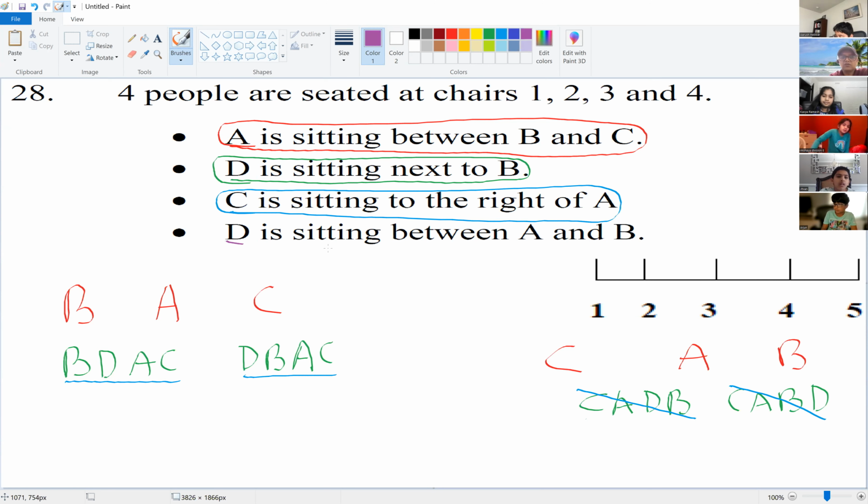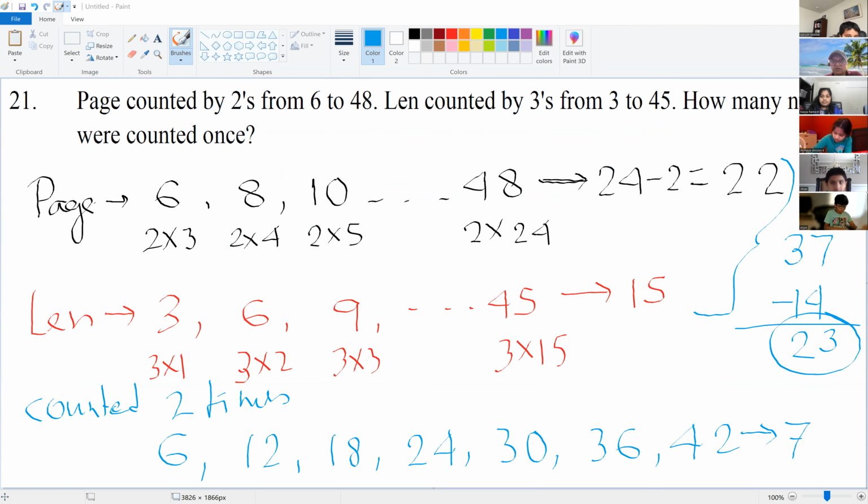Last clue. D is sitting between A and B. It's BDAC, because in DBAC, D is in front of B and A. But in BDAC, D is between them. So D is between A and B, which means this one is correct, this one is wrong. Do you understand? Yeah.